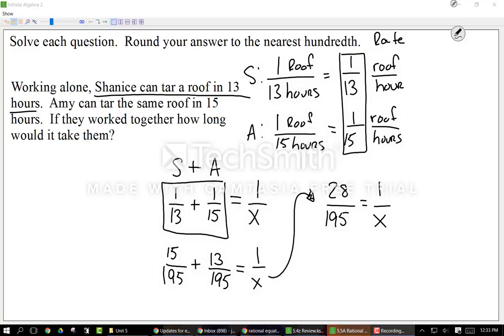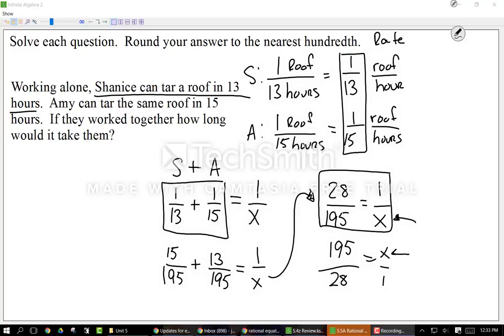What's going to happen is because x is in my denominator, if we remember what this is actually called, this is called a proportion. So with this proportion, because x is in my denominator, I can actually flip my proportion to get my x in my numerator. So since I flipped it, this x is now in my numerator. What does that x represent? That represents hours, and this 1 represents the roof. So one roof. We want to find out how many hours it takes to do one roof. So that's what my answer is going to be in.